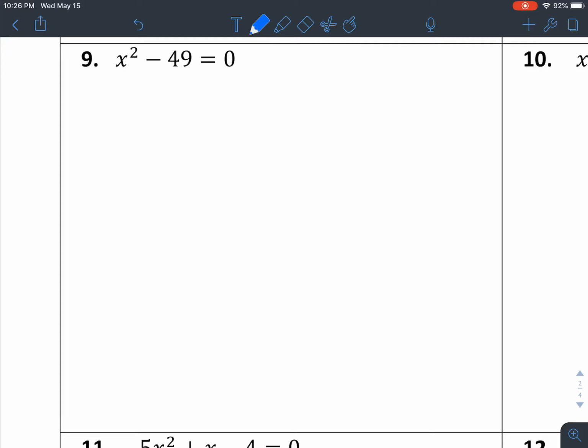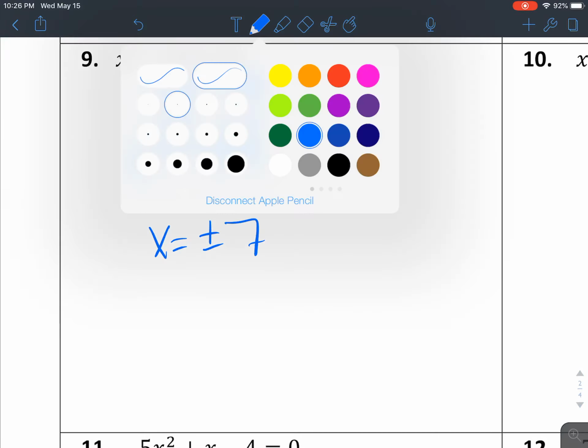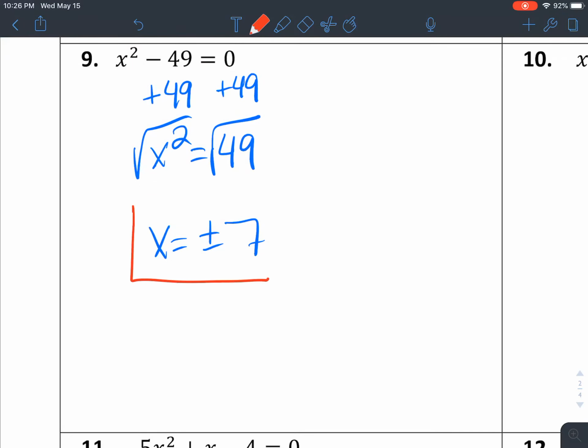You could do quadratic formula here, where your a is 1, your b is 0, your c would be negative 49. Or, like I said, I'm going to go ahead and do the square root method. I'm going to start by getting my x squared by itself, by adding 49 on both sides. That gives me x squared equals 49. So when I take the square root of both sides, I get x equals plus or minus 7. Super quick, super easy, which is why it's my path of least resistance.